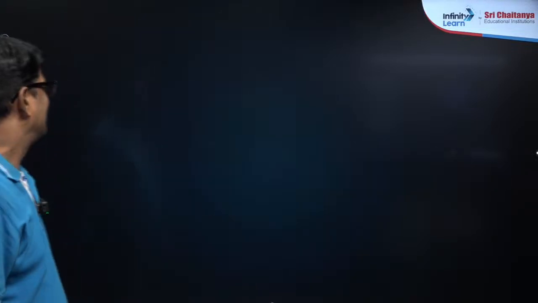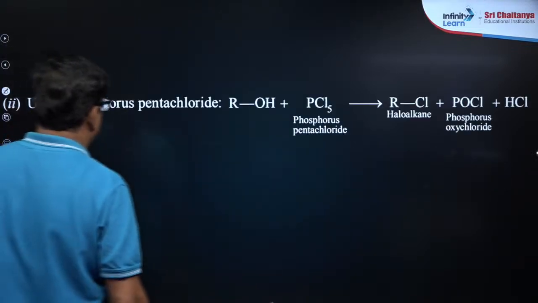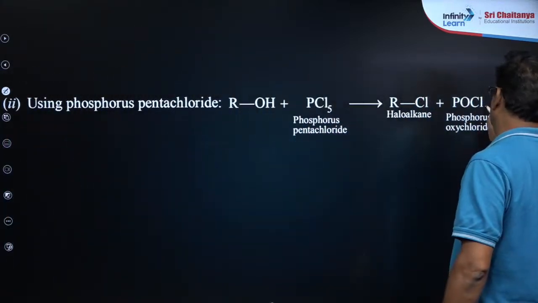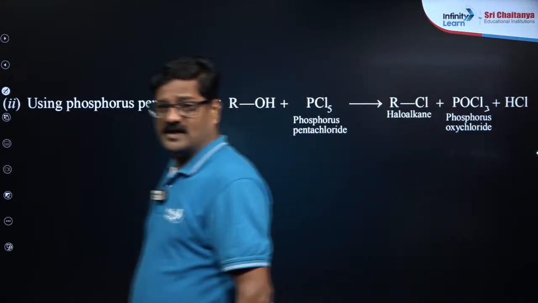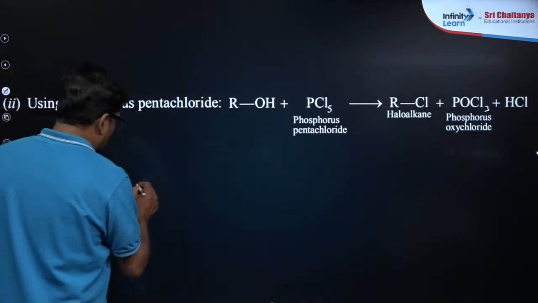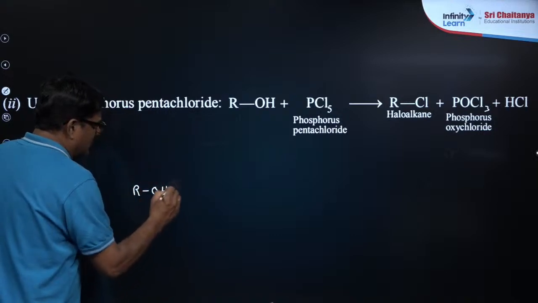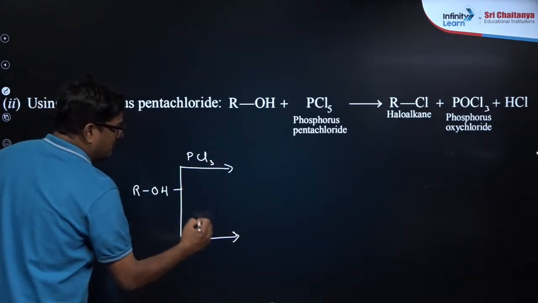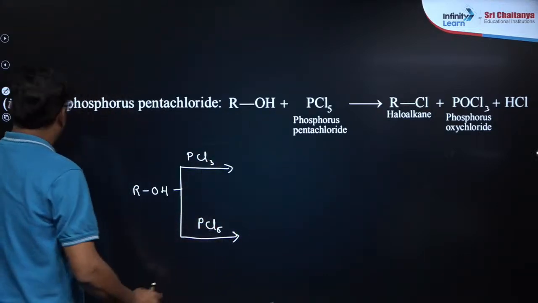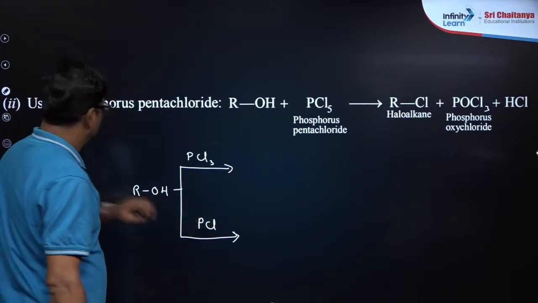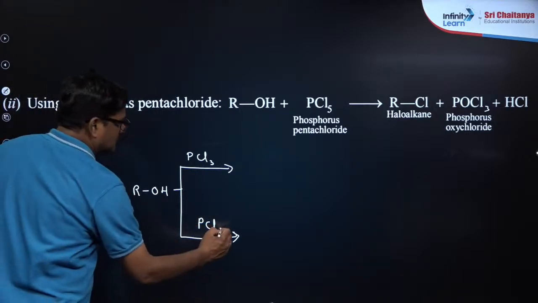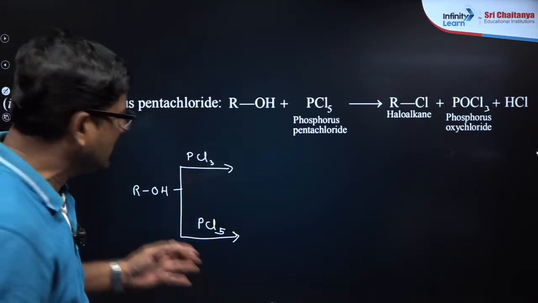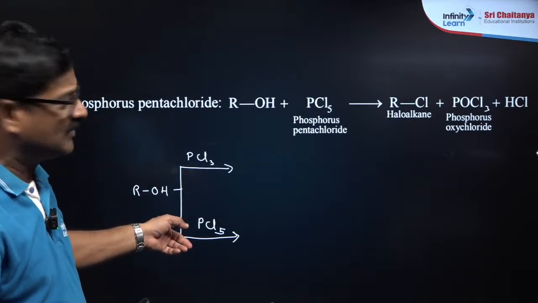Right. Fine. Using phosphorus pentachloride, you can prepare alkyl halides from alcohols. You can use PCl3, you can use PCl5. So what is the difference between the two? Himson, if you don't understand here, please watch the recording so that you will understand.